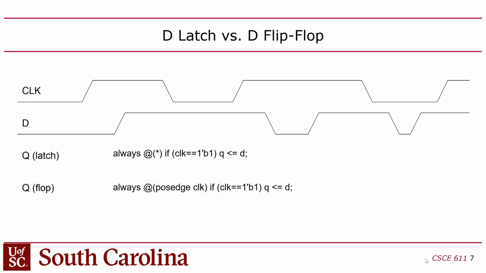So I say if clock equals 1, Q gets D. And in the bottom one, I say always at positive edge clock, if clock equals 1, then Q gets D.